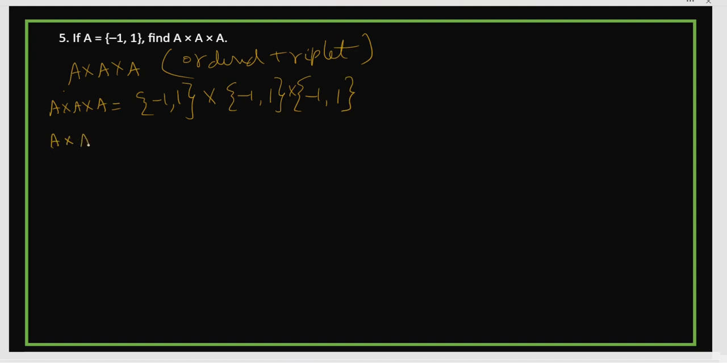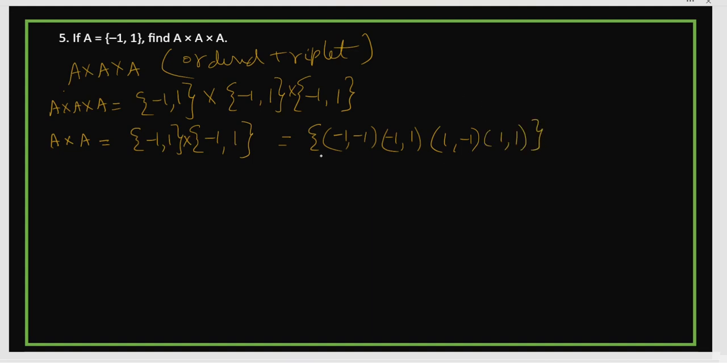A cross A is what? Minus 1, 1. You will not be lost if you do like that. It's laborious. You can do directly, or this is a simpler way. Minus 1 to minus 1, and minus 1, 1, then 1 minus 1, and 1, 1. This is A cross A.